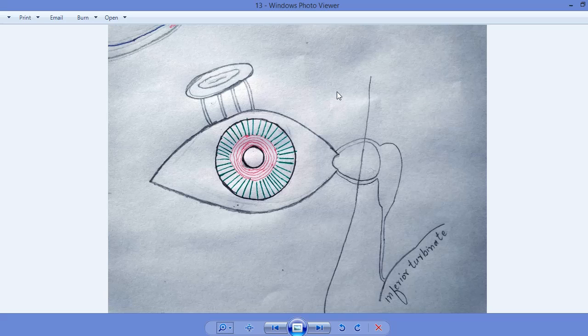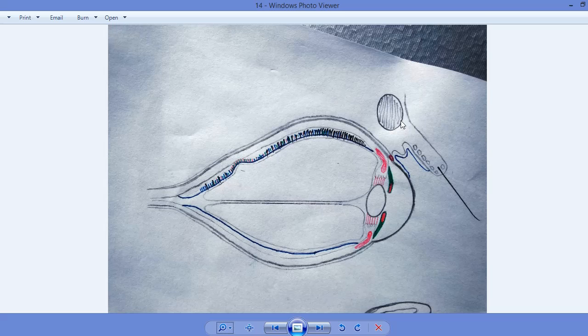I'm going to show you in this diagram. This represents the lacrimal gland. This is at the dorsal portion of the upper eyelid. This lacrimal gland is connected with the cornea with the help of what? With the help of lacrimal ducts.